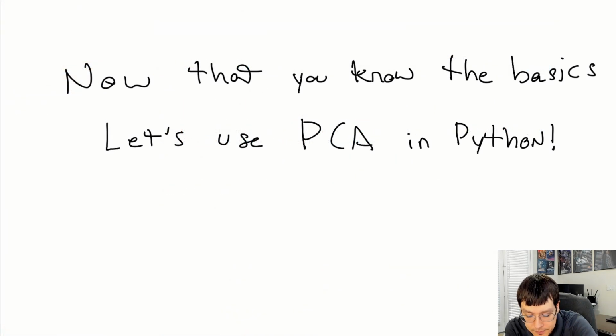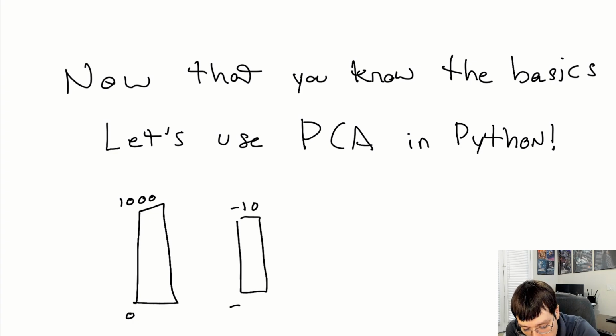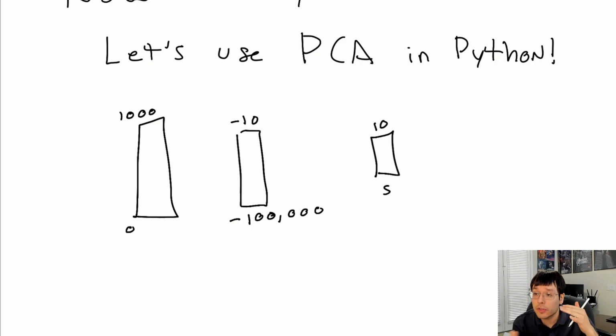So you can think of one variable goes from 0 to like 1,000. Another variable goes from like -10 to -100,000. And maybe there's a variable that goes from like 5 to 10. And you want them all to be on the same scale of 0 to 1. And you can do that by just scaling it down.